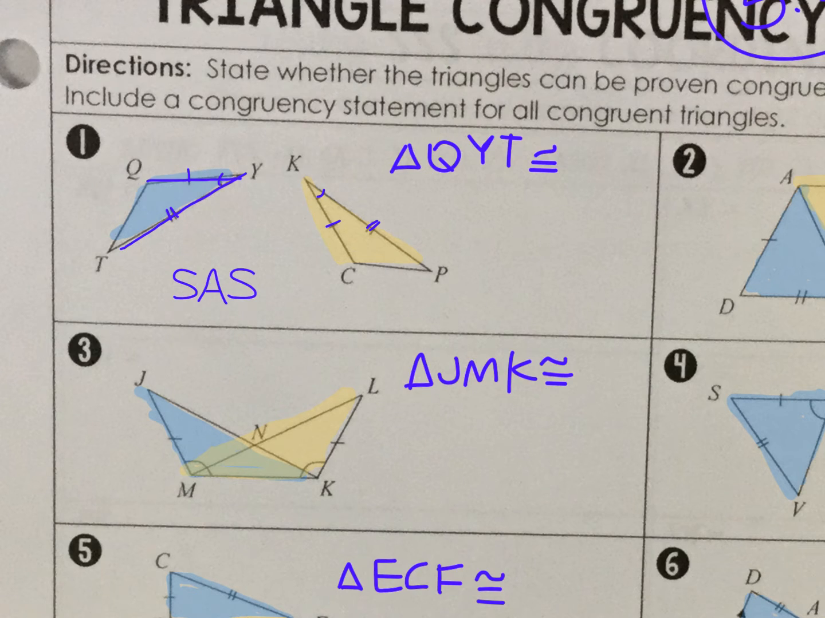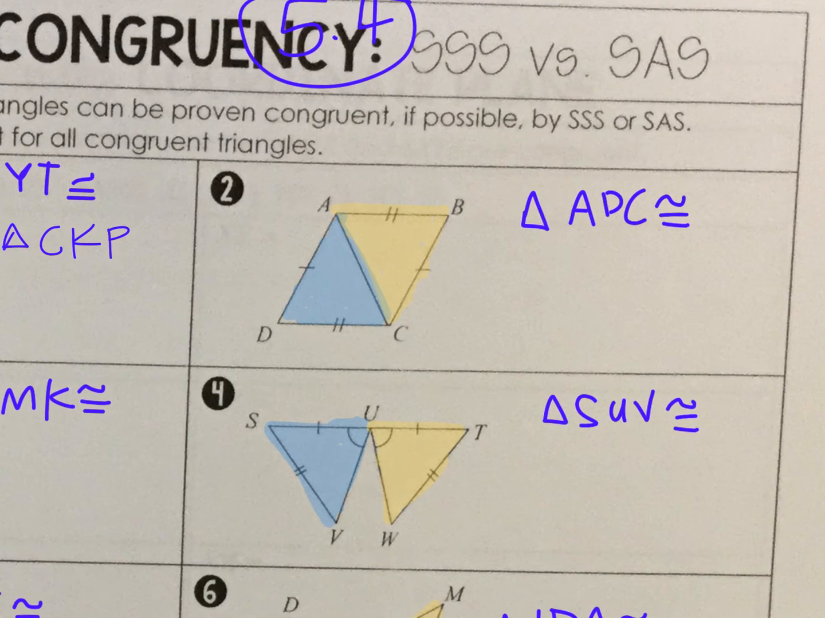So I went down the 1 to the marked, down the 2. And so to write the equivalent triangle that it's congruent to, it'd be C to K to P. Let's look at number 2.